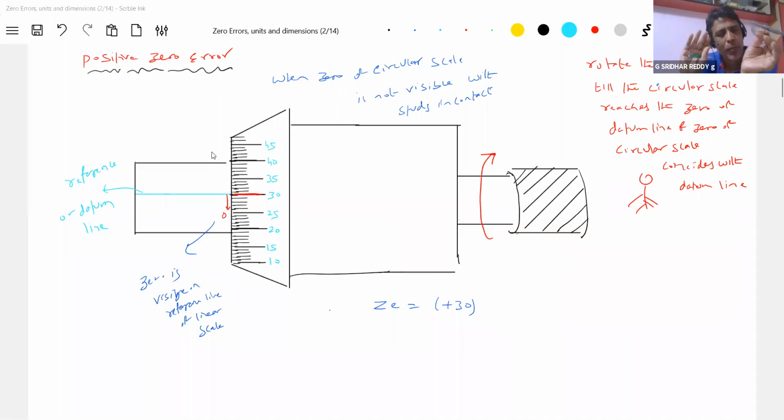Zero visible, above reference line, below reference. Above reference line, negative zero error. Below reference line, positive zero error. But if zero is not visible, you should rotate the screw. Okay, fine.